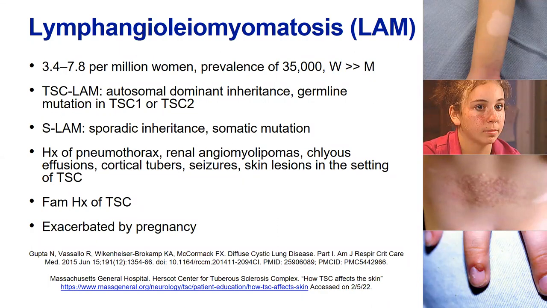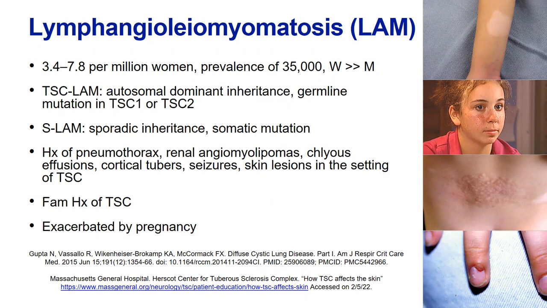So there are two basic presentations of LAM. There's S-LAM, which is your sporadic somatic mutation, and there's TSC-LAM. TSC is tuberous sclerosis complex, and this is due to autosomal dominant inheritance, with a germline mutation in TSC1 or TSC2.